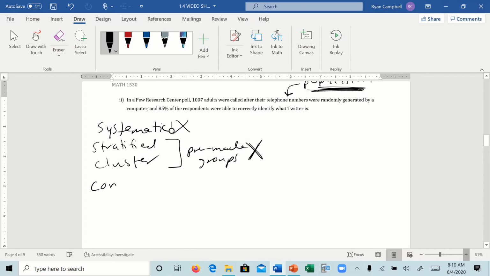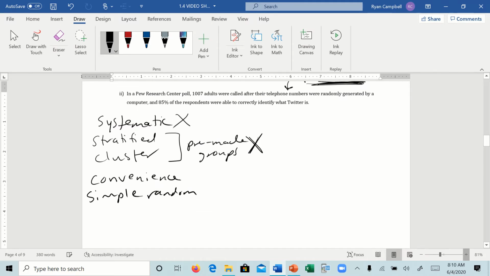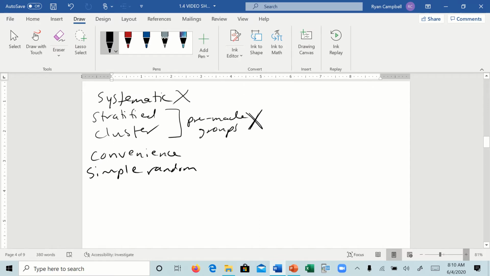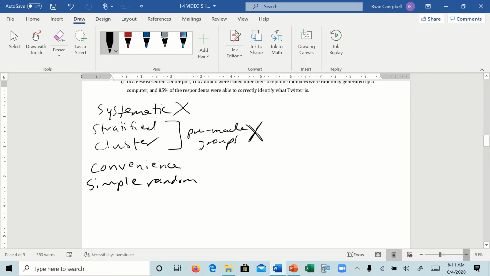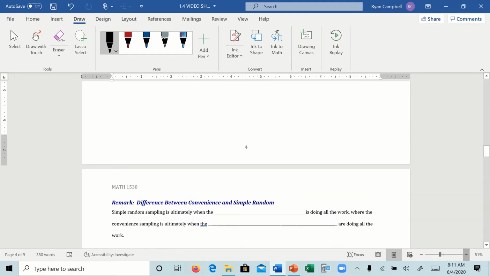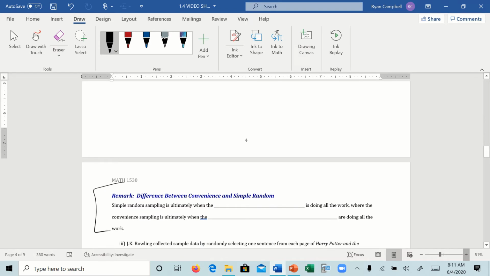All right, so now we're down to convenience and simple random. So which one is this? Well, some students kind of overthink it. In the past, I've noticed that this happens. So I wrote a helpful hint to determine when it's going to be convenience and when it's going to be simple random. So ultimately, if you get it down to convenience or simple random, the convenience one is the flawed method. The simple random one is the sound method.